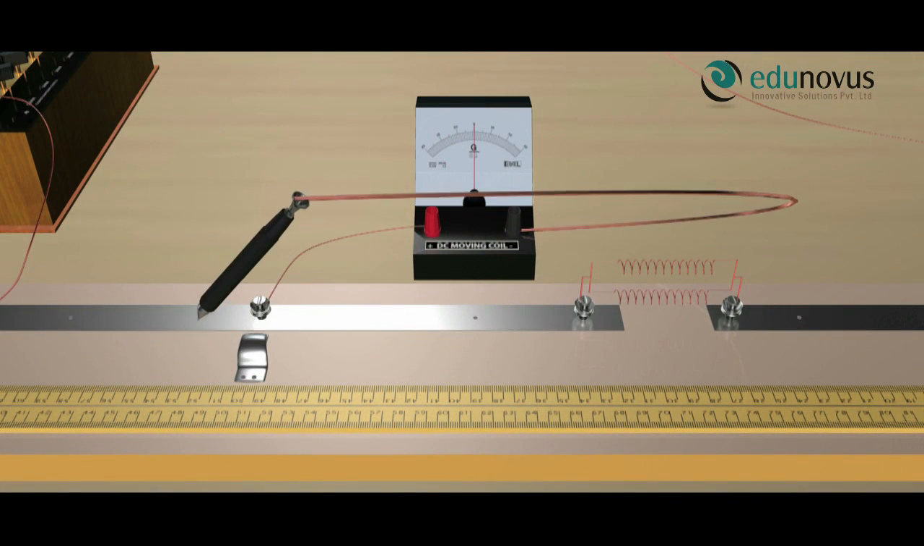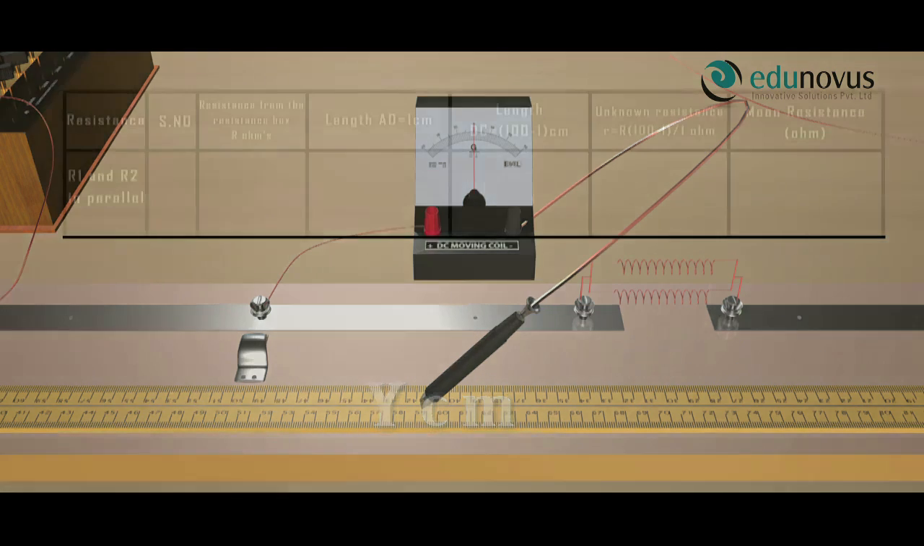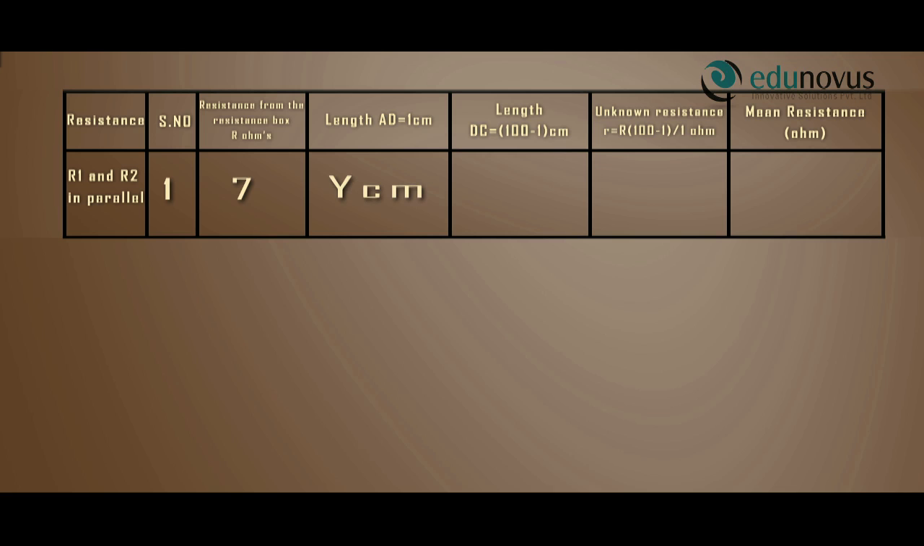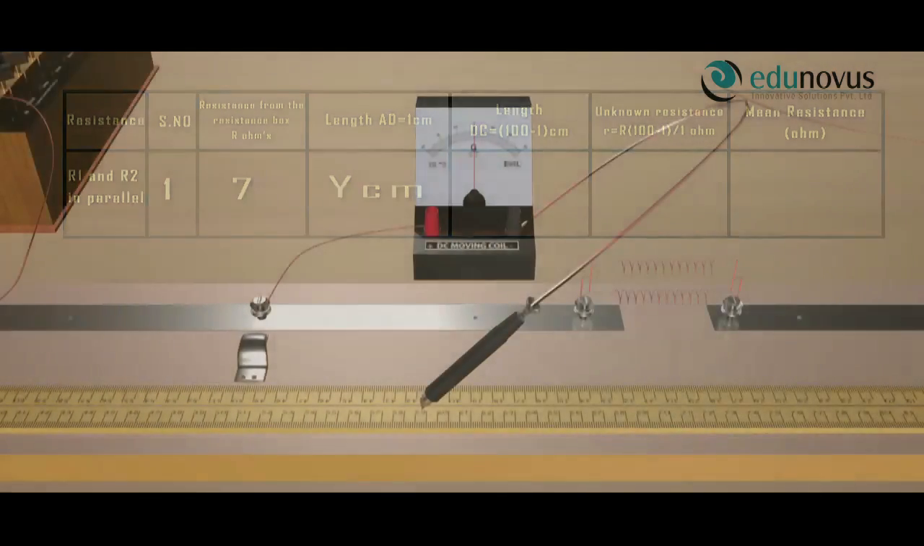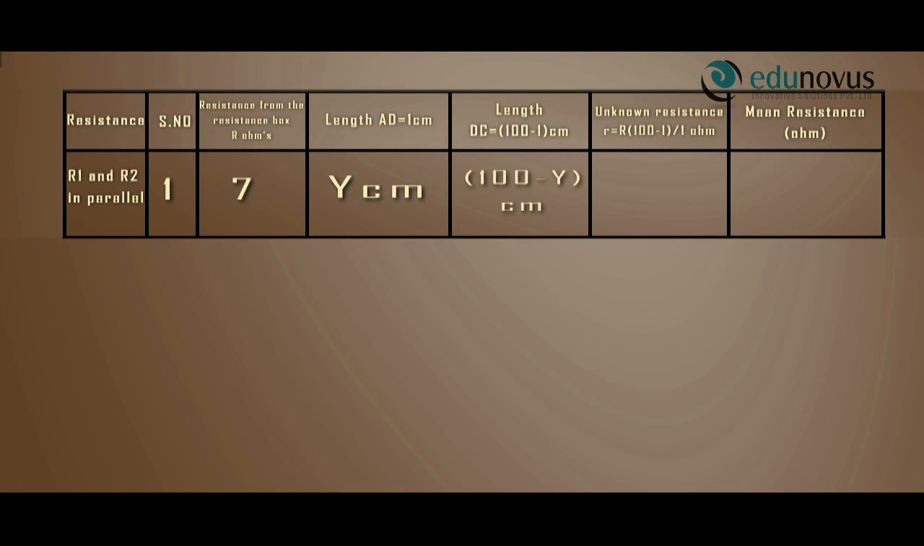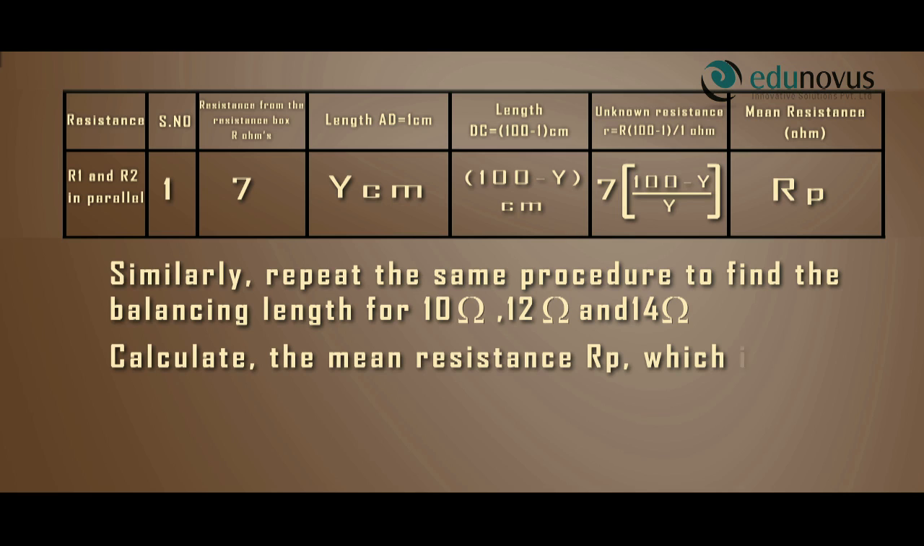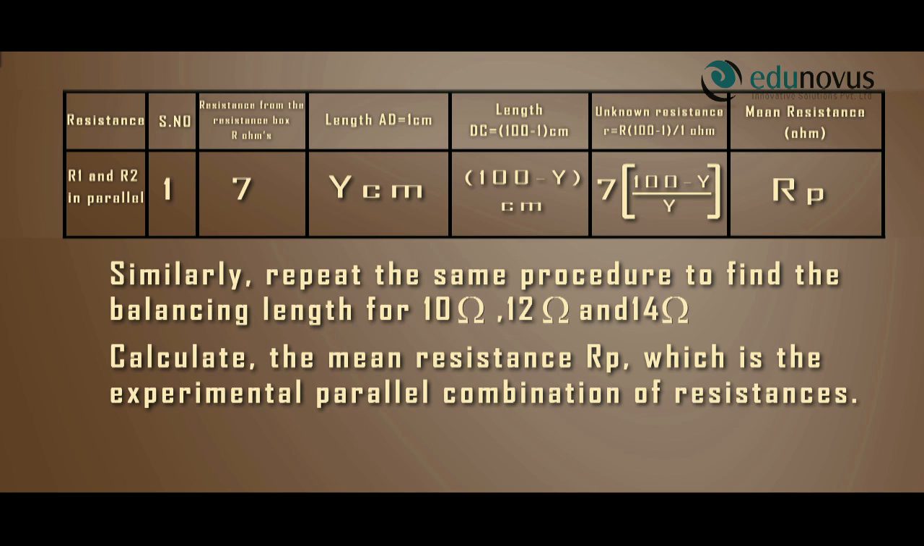Now, touch the jockey at different points on the meter bridge wire till the galvanometer shows zero deflection. Let us say the balancing length is y centimeters. Note this value in the observation table under length AD. Similarly, repeat the same procedure to find the balancing lengths for 10 ohm, 12 ohm and 14 ohms respectively. Calculate the mean resistance Rp, which is the experimental parallel combination of resistances.